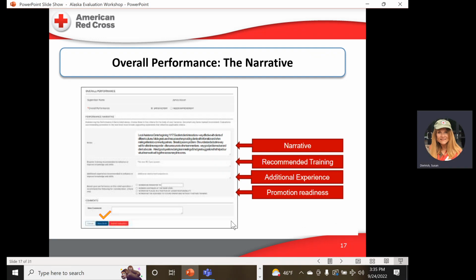So we have completed this area, and we're moving toward the narrative. So this is the narrative we're going to write. And then there are recommended trainings, additional experience they need, and promotion readiness.